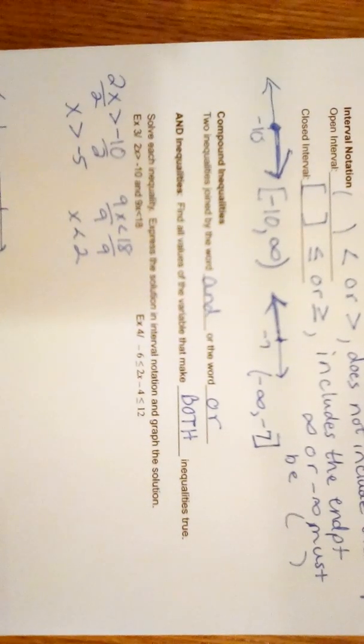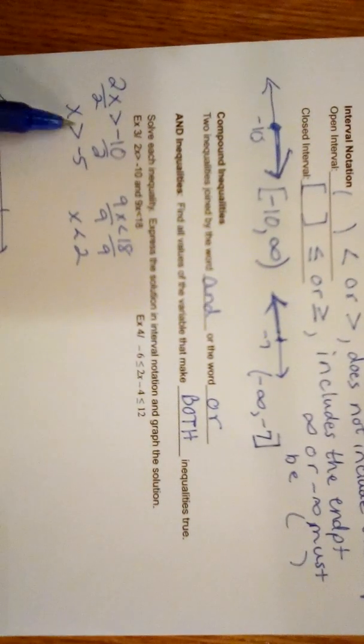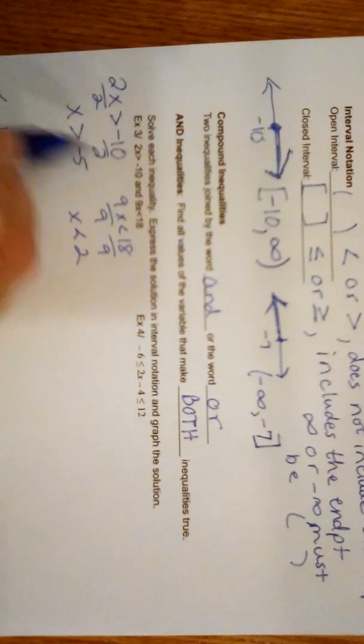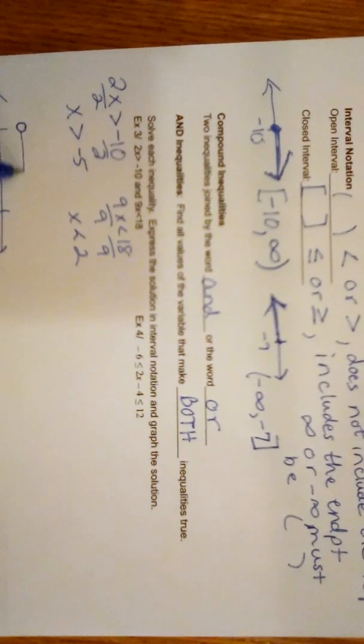All right, so this is an and inequality, so that means we have to have both of them be true. Okay, greater than or equal to -5 does not include the endpoint, so that's going to be an open circle. Okay, and then we're going to graph this way.